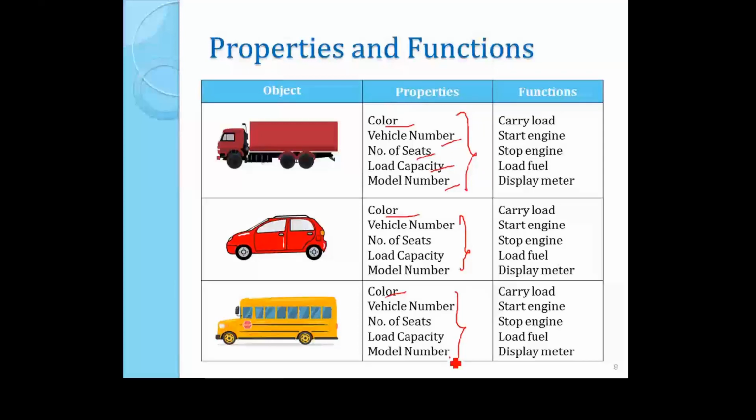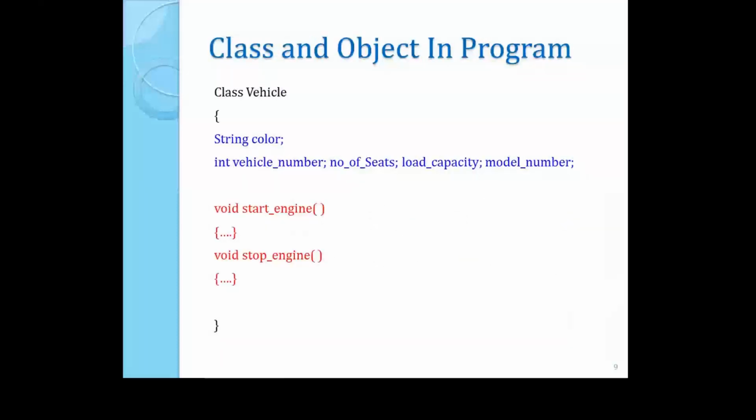And what are the functions here? Using a truck, I can carry load. Similarly, a car can also carry load, and a bus can also carry load. Similarly, I can start engine, stop engine, load the fuel, and display the meter. These are the common functions present for all three different objects. That's why I'm grouping these three together to form a class and objects. Now we can see how this is reflected in a program.